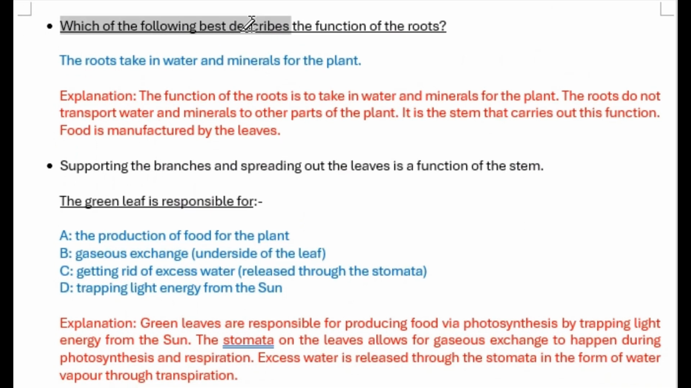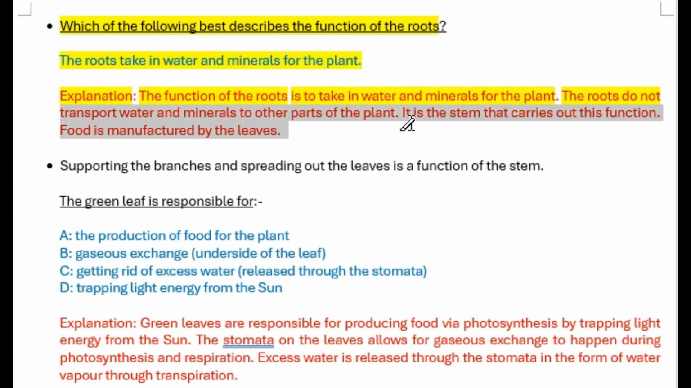Which of the following best describes the function of the roots? The roots take in water and minerals for the plant. Explanation: the function of the roots is to take in water and minerals for the plant. The roots do not transport water and minerals to other parts of the plant. It is the stem that carries out this function. Food is manufactured by the leaves.